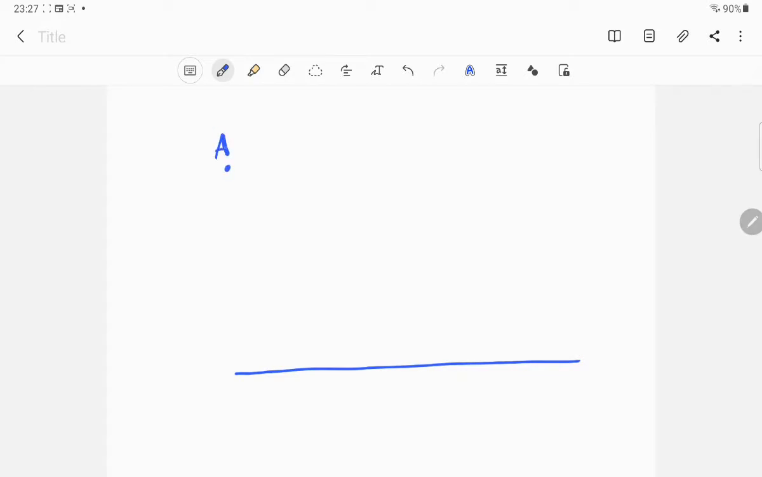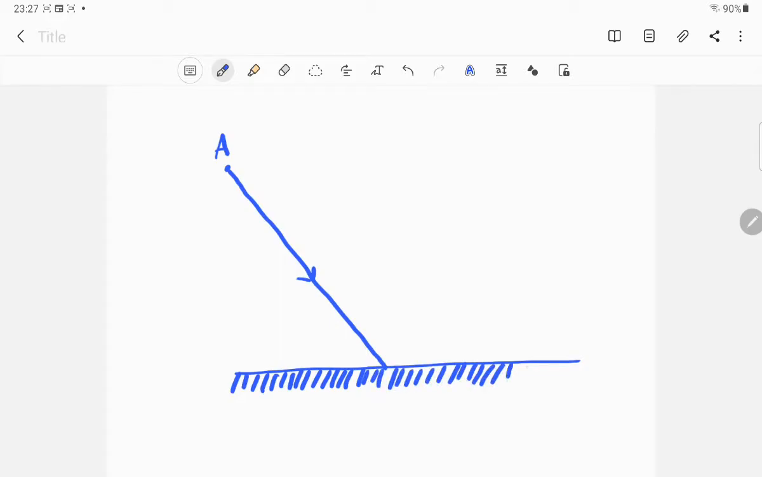Suppose we have a point object A. A ray of light is coming out of it in all directions. We will particularly consider this ray. Pardon me for the ray of light not being a straight line as I used to draw on a board, but you consider it as a straight line. Suppose the ray from A falls on the mirror, let me name it MN, and it bounces back like this and goes to the point B.